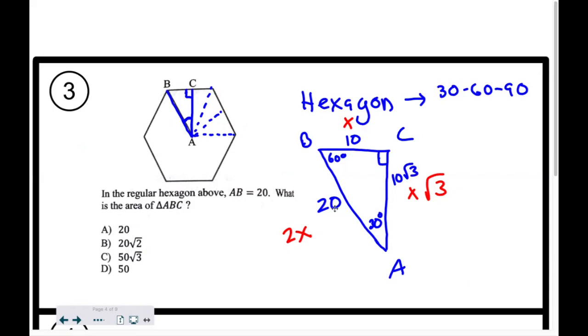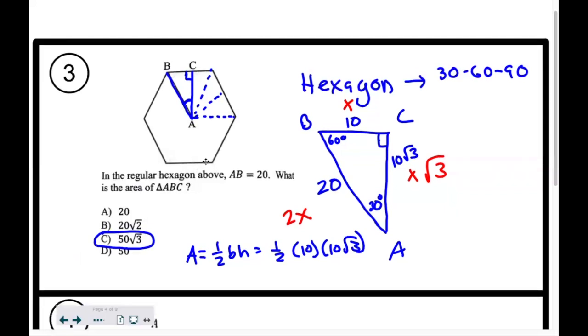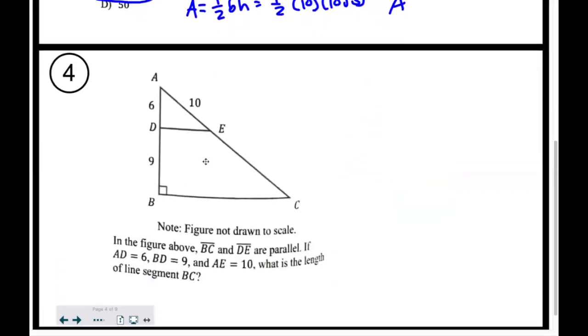And then if we want the area of this triangle, remember the area is 1/2 base times height, which is 1/2 times 10 times 10 root 3, which is 150 root 3. All right, so again, see a hexagon, automatically know that you're going to be using 30-60-90 triangles. Okay, on to number 4.